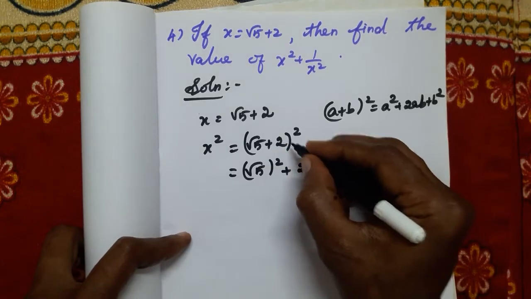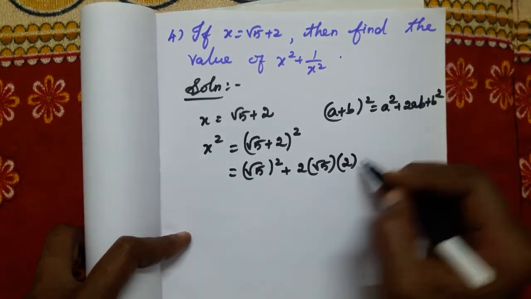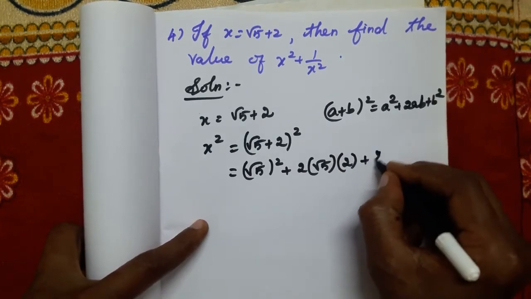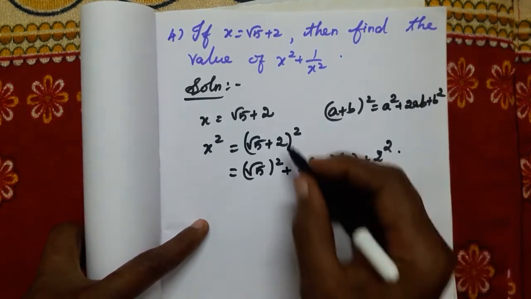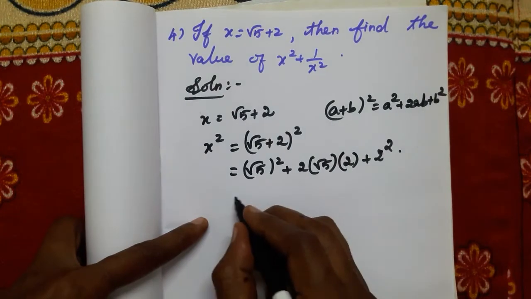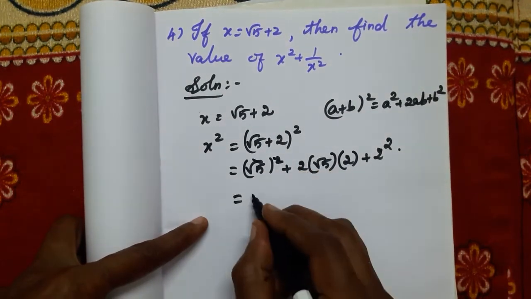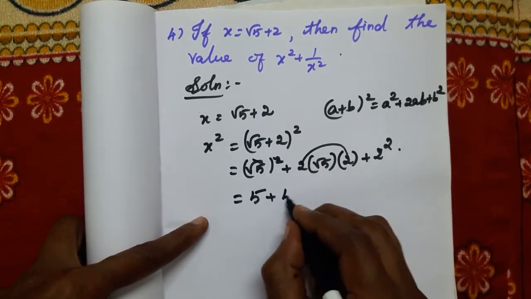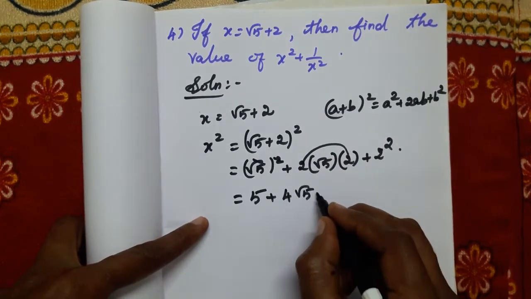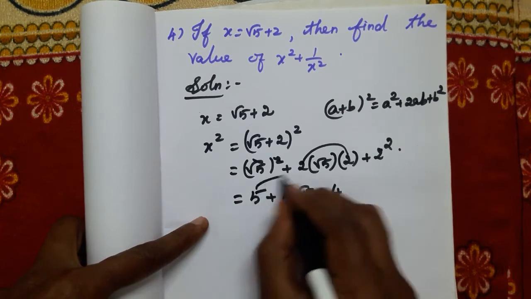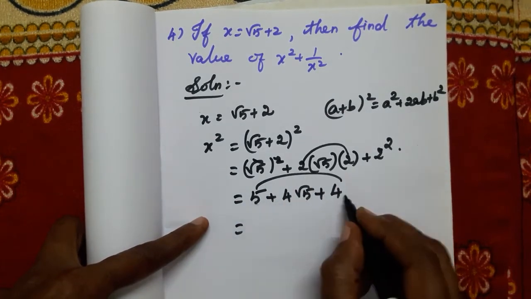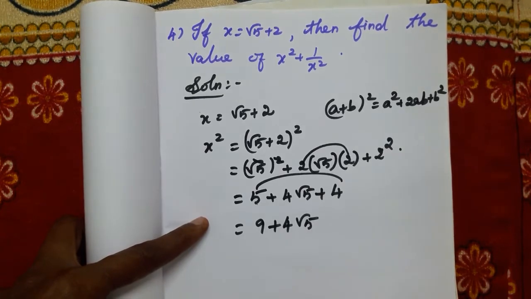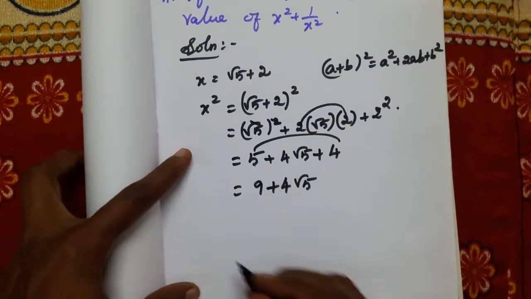Root 5 the whole square plus 2 into ab, that is root 5 into 2, plus 2 square, which is b square equal to 2 square. So root 5 the whole square means 5. Next, plus 2 into 2 is 4 root 5, and 2 square is 4. It's equal to 5 plus 4, which is 9 plus 4 root 5.